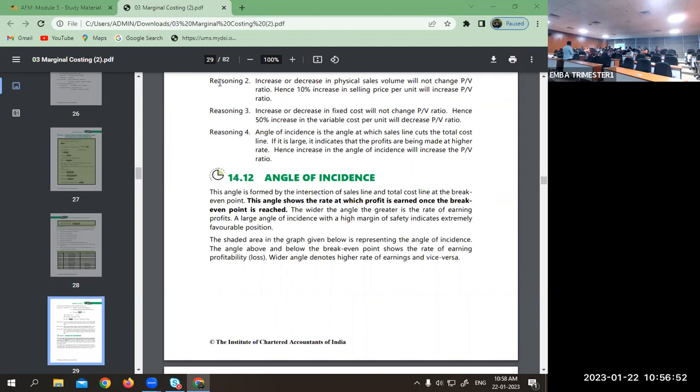Next, without knowing the format of the P&L account and balance sheet, please don't go for it. If you don't know, please take rest. Don't waste 3 hours. Go to a movie, better you use that time. Otherwise, you will fail. Without knowing that format, if you come later, okay, that chapter is over.